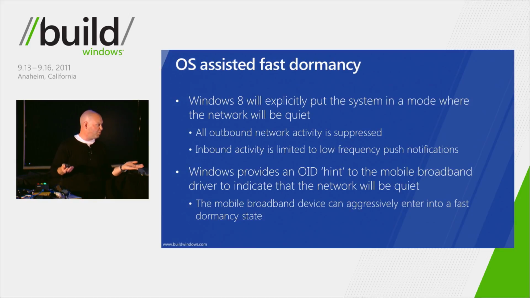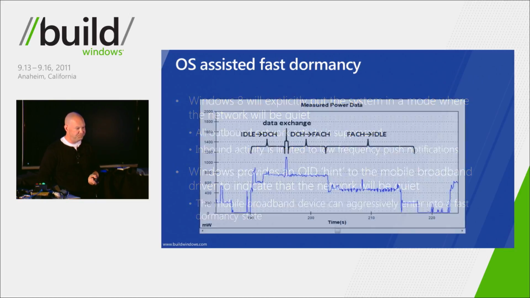Quite simply, Windows provides a simple OID hint to the mobile broadband driver to indicate that the network is going to be quiet. And the mobile broadband device can then aggressively enter into fast dormancy state when that happens. Let me illustrate this with a little graph. I think it'll make good sense to you.